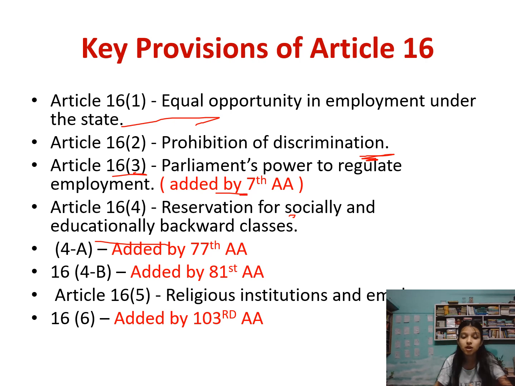Article 16, Clause 4A was added by the 77th Amendment Act. Article 16, Clause 4B was added by the 81st Amendment Act. And Article 16, Clause 5 talks about religious institutions and employment. Again, it talks about there shouldn't be any discrimination on the grounds of religious institutions and employment.